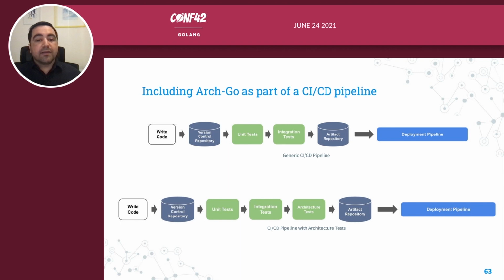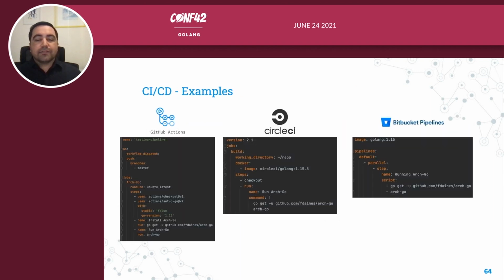For Golang, architecture tests are supported by ArcGo. As we've seen before, running ArcGo is very simple. We just need to run the arcgo command. So including ArcGo in different pipelines is very simple too. Here are examples for GitHub Actions, Circle CI, and Bitbucket pipelines. Of course, we can run ArcGo inside a Docker container.